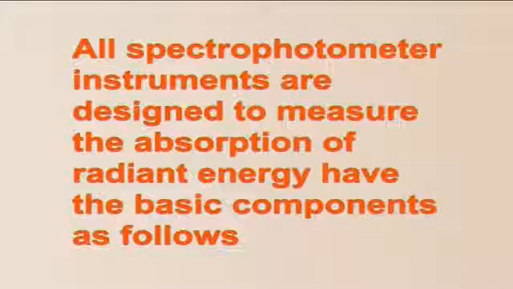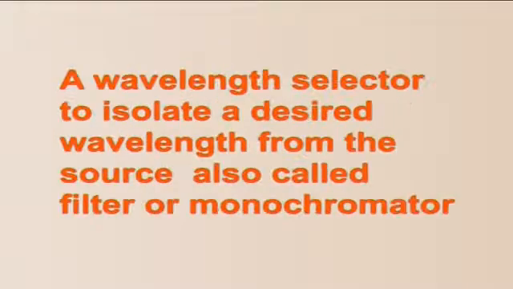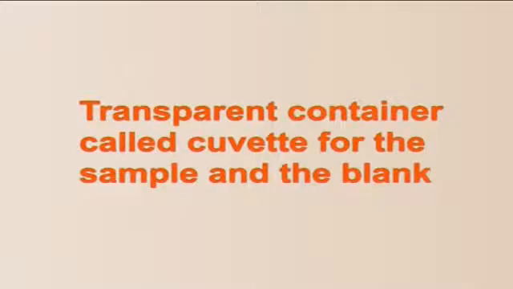Instrumentation. All spectrophotometer instruments designed to measure absorption of radiant energy have the following basic components. A stable source of radiant energy, or light source. A wavelength selector to isolate a desired wavelength from the source, also called a filter or monochromator. A transparent container called a cuvette for the sample and the blank.